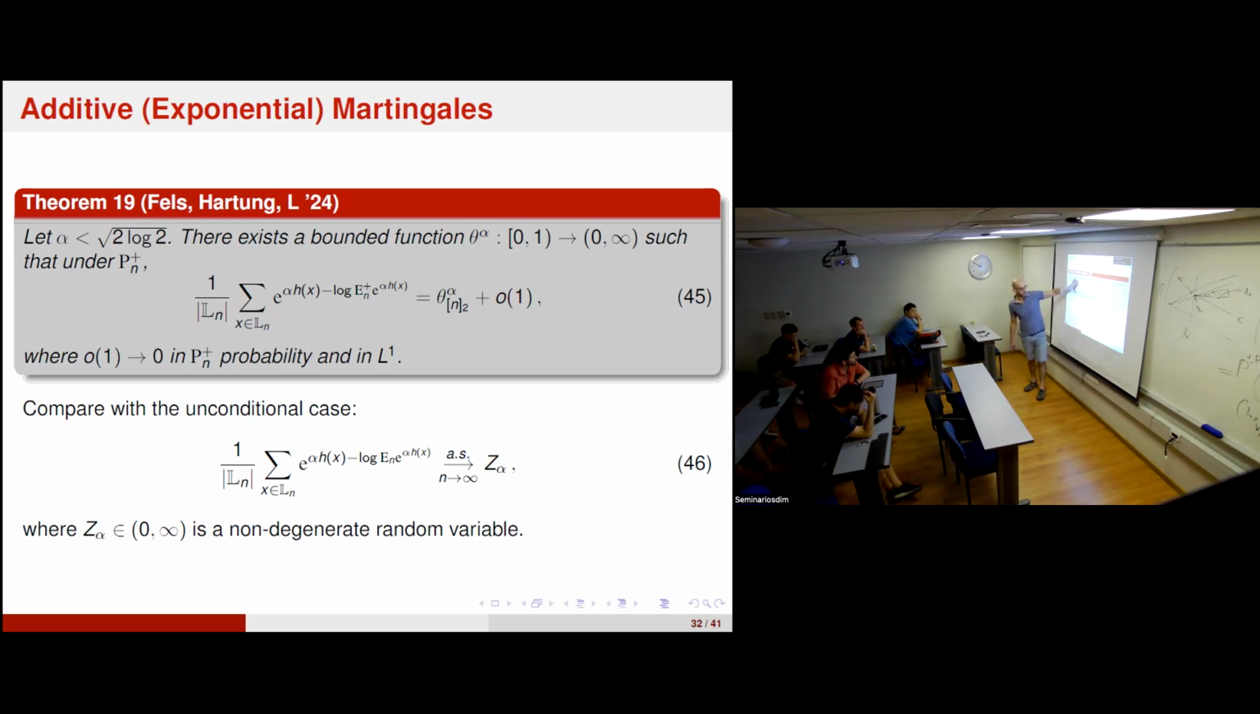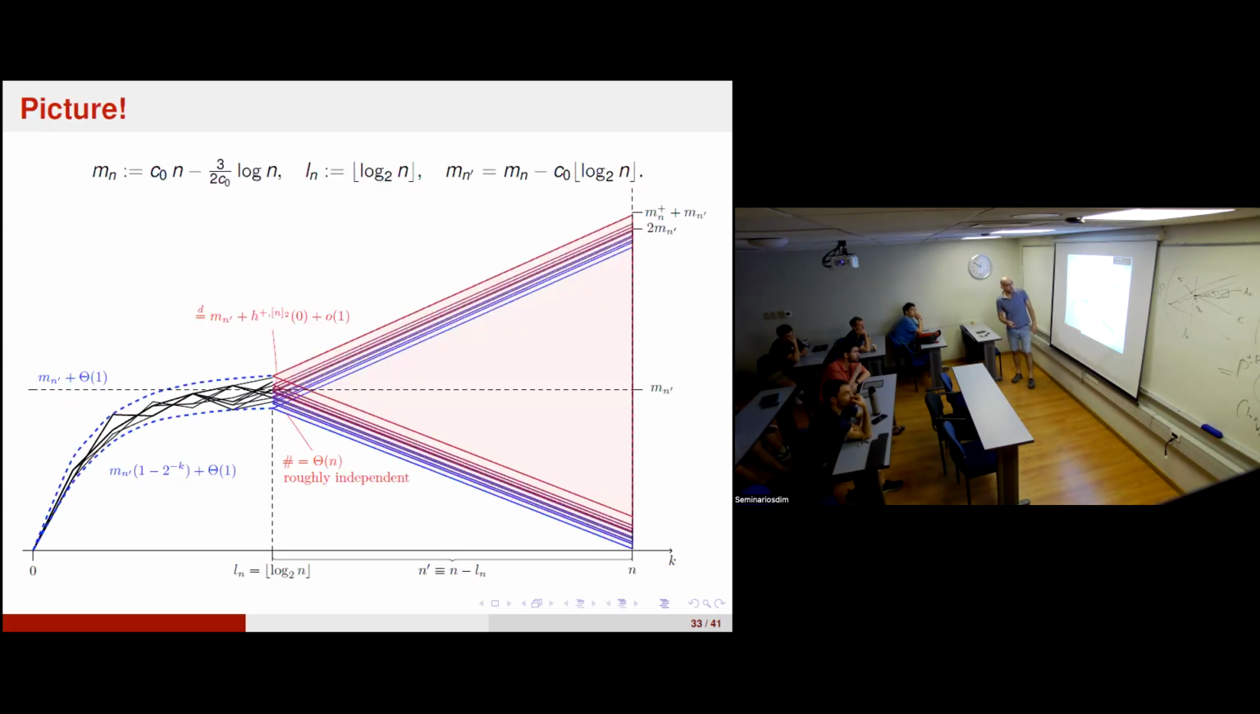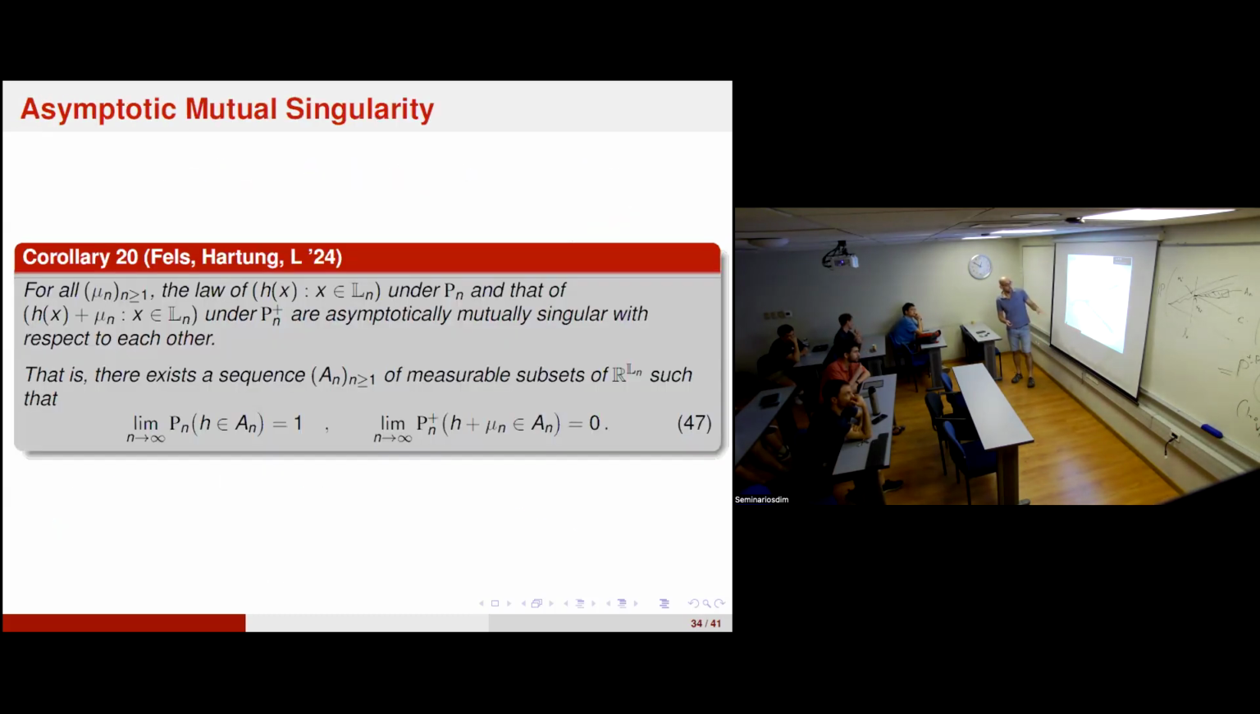Constrained case, you get a constant. It depends on alpha, potentially on n, on this log mod of n, but this is not a random variable. The limiting derivative martingale is not a random variable here, so again the randomness disappears. Overall this just says that the unconditional and the conditional field are very different, and the laws are asymptotically mutually singular with respect to each other.